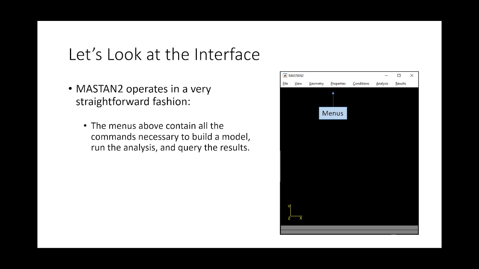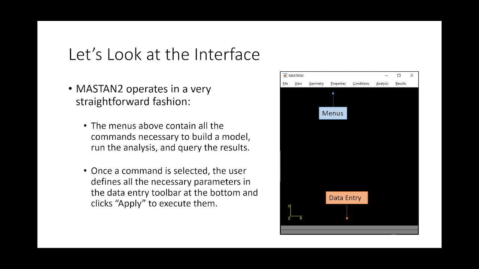Everything's up here. When you click a given command, what's going to happen is down here is going to pop up a data entry toolbar, and that data entry toolbar is going to be specific to the problem in question. Okay, so if you're trying to define nodes, it's going to have a node toolbar. If you're going to define materials, it's going to have a material toolbar. You enter in the data, hit apply, and that executes it. And you just go through these menus, and boom, you've got a model developed.